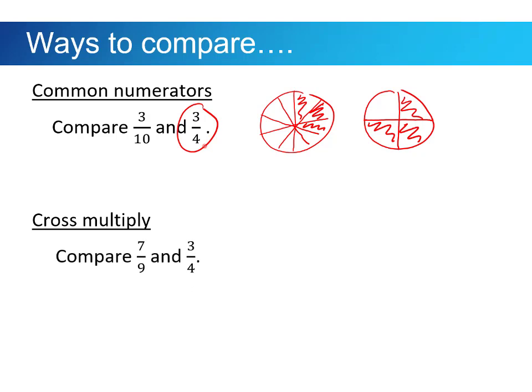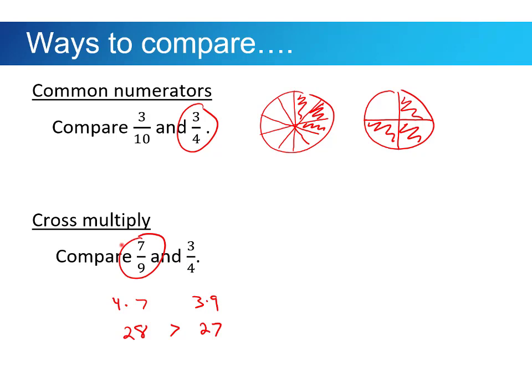How about cross multiply? The trick here is I write down the two numerators in the same order, so the 7 and the 3, and then I multiply across. So that 9 gets multiplied times the 3, so 3 times 9, and the 4 gets multiplied times the 7, 4 times 7. And I see what those are. So in this first case, I have 28. In the other case, I have 27. 28 is greater than 27, so I conclude that 7/9 is bigger than 3/4.